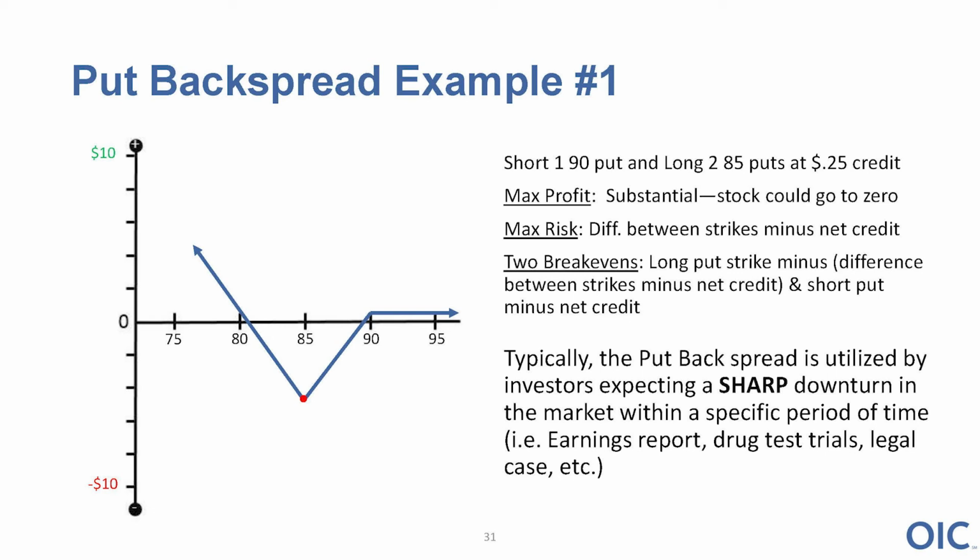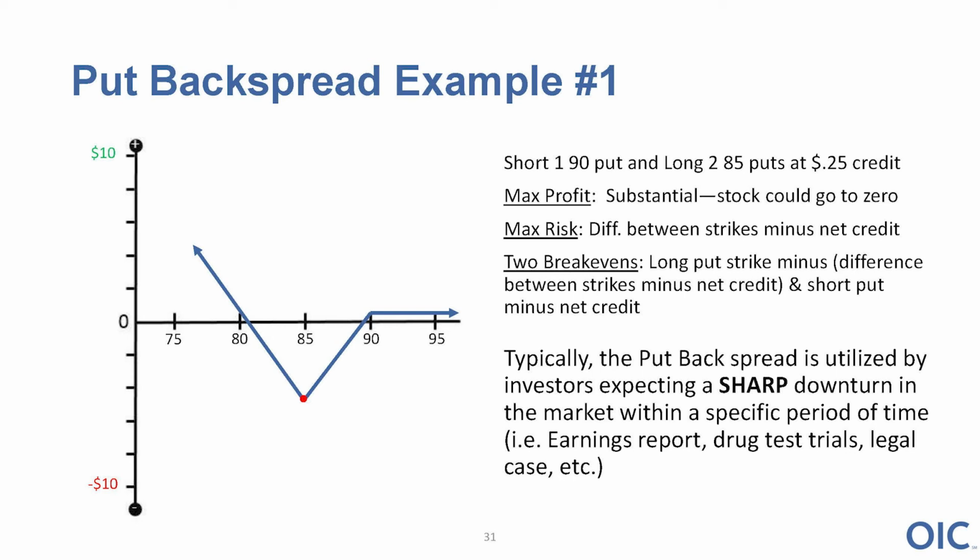If the stock goes right to our long strike, the 85 put, well, our loss would be the difference between strikes, in this case $5, the difference between 90 and 85, less the credit that we took in. We took in a 25-cent credit. So our maximum loss would be $4.75 or $475 per contract. But it wouldn't cost us anything to put on this position, less any commissions. So somebody would only do this if they're looking for a large move to the downside.